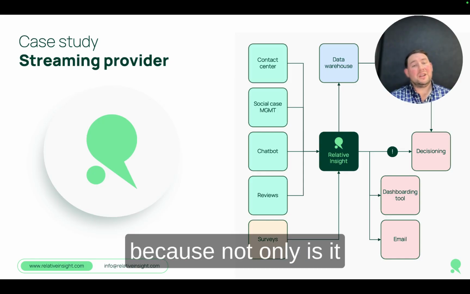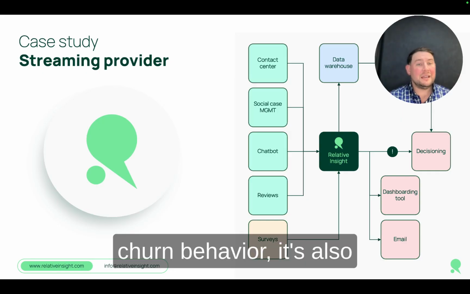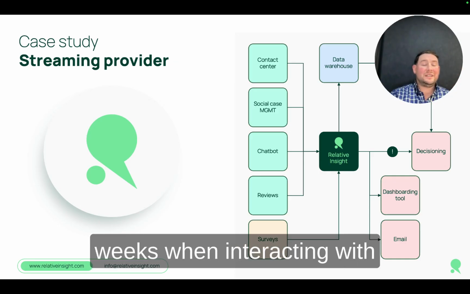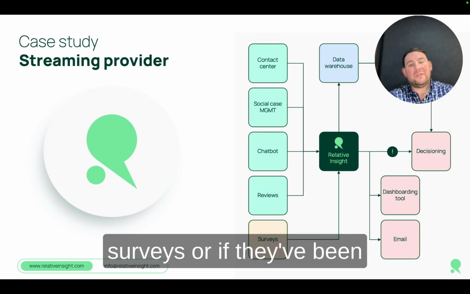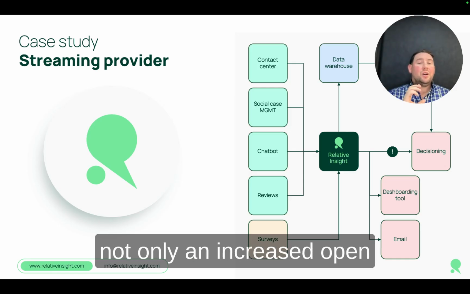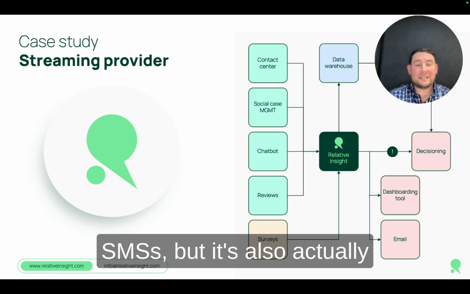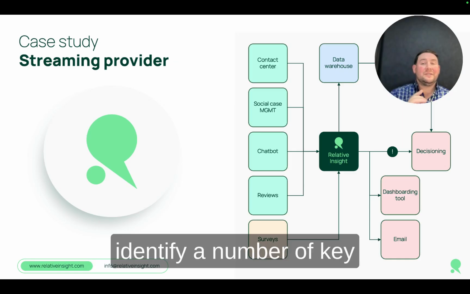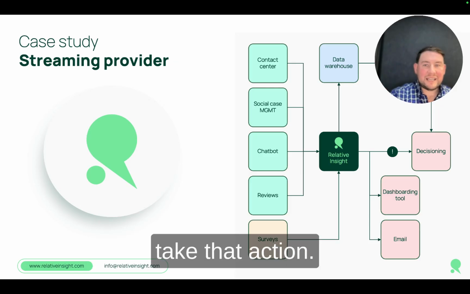This is particularly interesting because not only is it drawing on that one data point of someone exhibiting churn behavior, it's also looking at all of the language that they've exhibited over the last 4 weeks when interacting with the customer care teams, if they've submitted surveys or if they've been interacting with chatbots. What this has led to is not only an increased open rate in some of the emails or SMSs being delivered, but it's also actively lowered churn, because we've been able to identify a number of key reasons that people are looking to churn before they take that action.